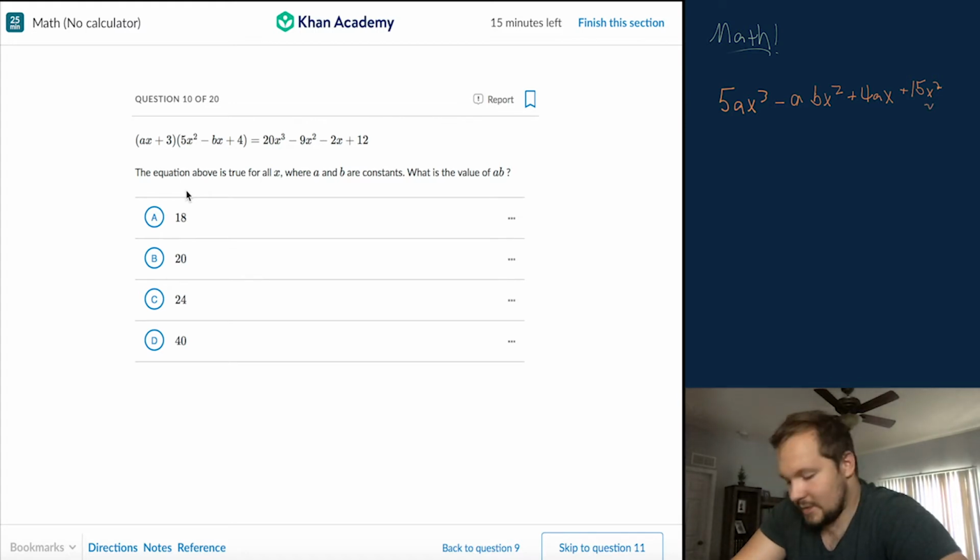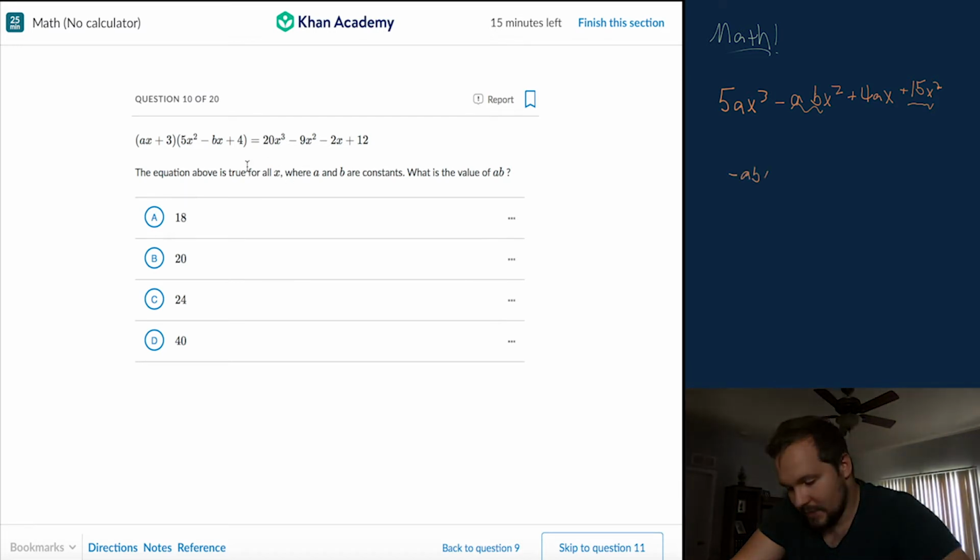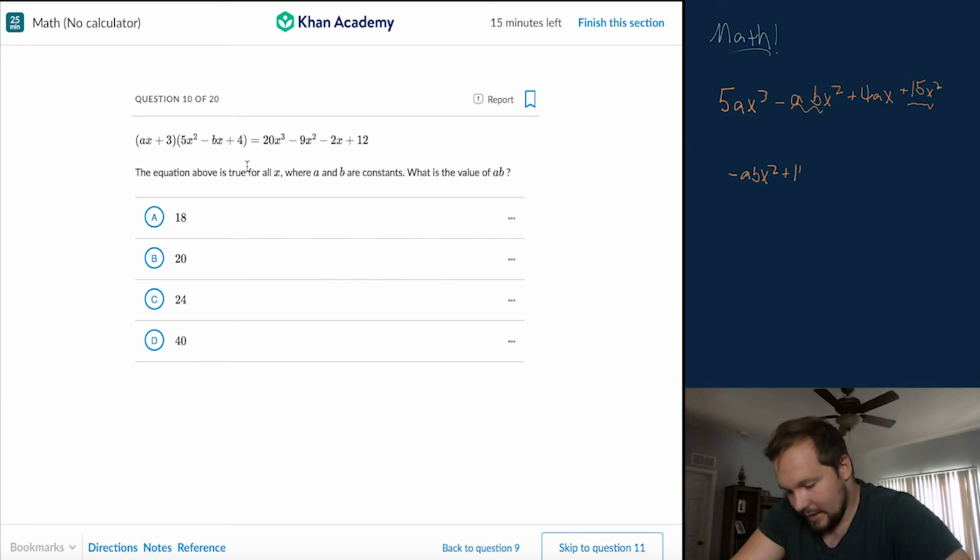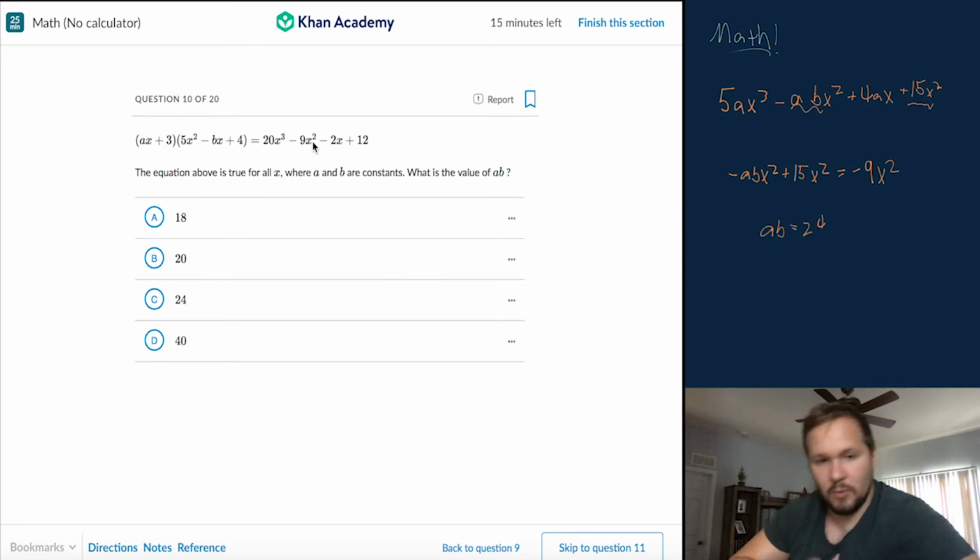And we can actually stop here because this coefficient and this coefficient are the two that matter, right? This is the only place we're going to have a times b. So if we take negative abx squared plus 15x squared, that equals the coefficient of x squared on this side, which is negative 9x squared, right? So we want an a times b that ends up adding with 15 to equal negative 9. So it's got to be 24. So that's C.